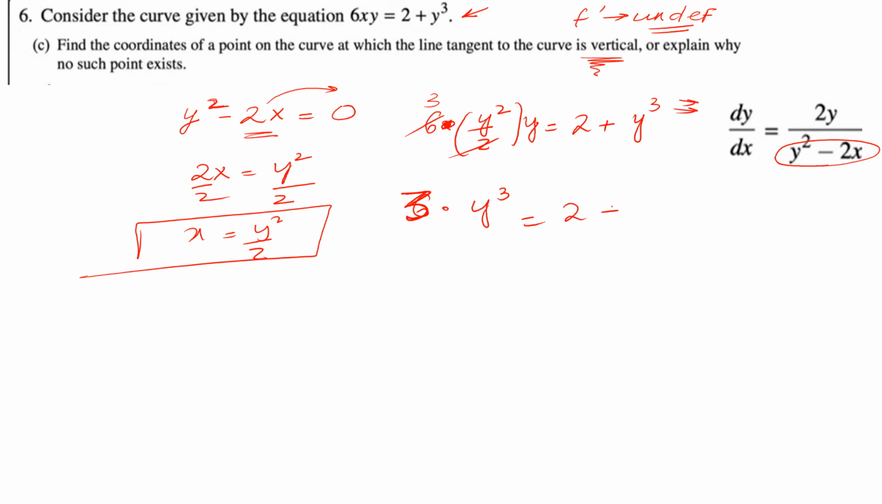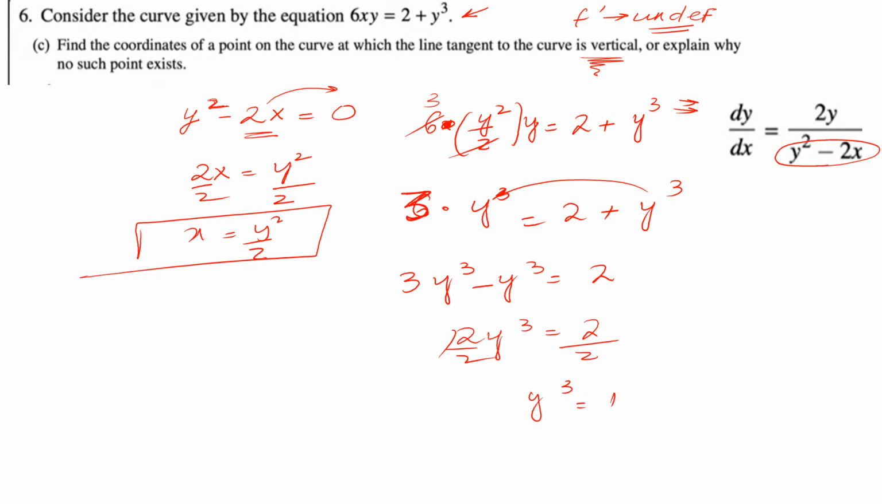2 plus y cubed. Now bring the y cubed to the other side, so I will get 3y cubed minus y cubed equals 2. So 3 minus 1, I will get 2y cubed equals 2. Divide both sides by 2, I will get y cubed equals 1. In order to solve for y, I will take the cubic root on both sides. On taking the cubic root of y cubed, I will get y. The cubic root of 1 is equal to 1.